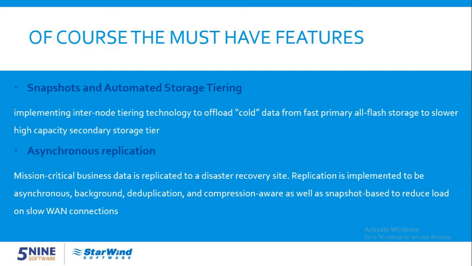Then, of course, asynchronous replication. That's a feature which our customers wanted the most, and I totally understand that they want to have a 360 protection from one solution. They don't want to have multiple vendors to go to for different features. If you have storage, then you'd like to have everything storage related be developed by one vendor. StarWind facilitates DR replication, which is deduplication aware, is snapshot based, and really saves the load on slow WAN connections. So it's made with slow links in mind.